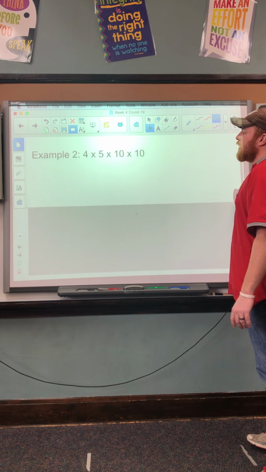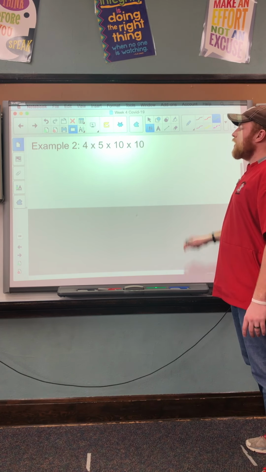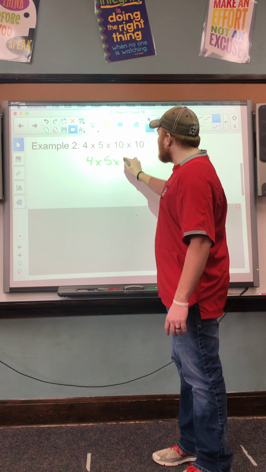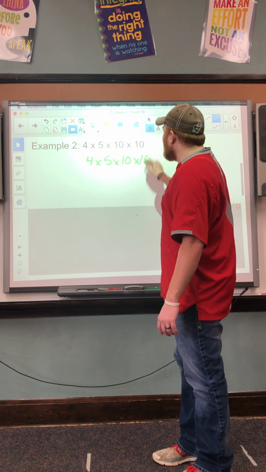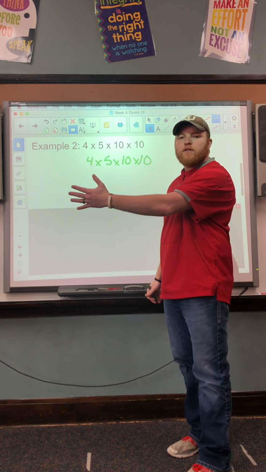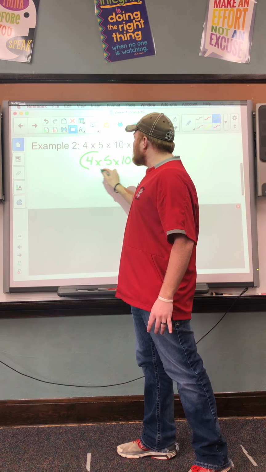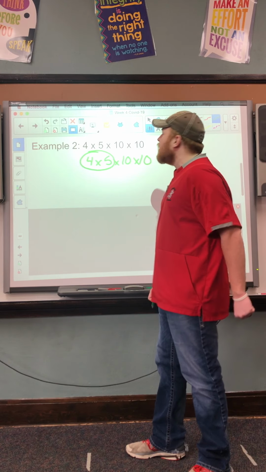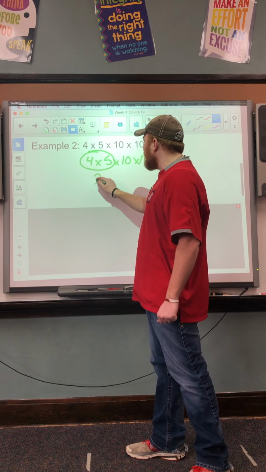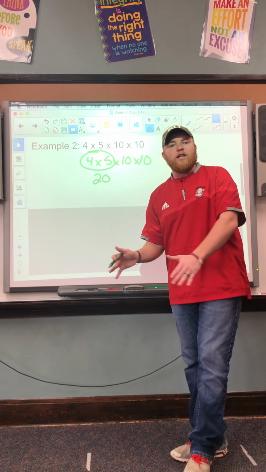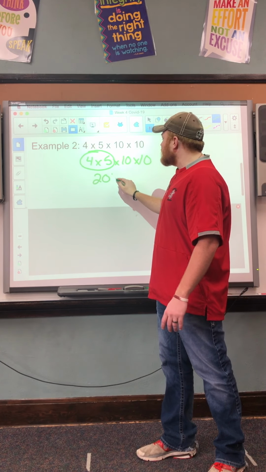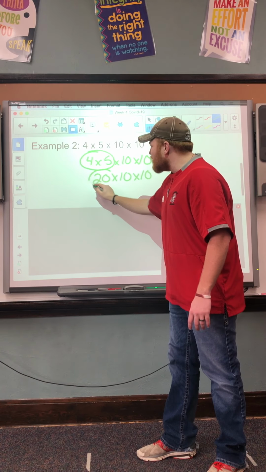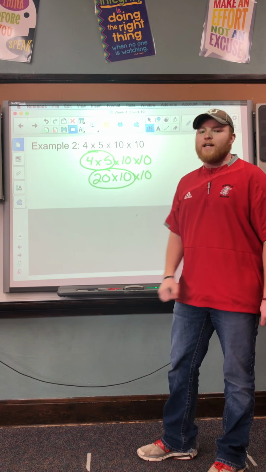Example 2 has 4 factors in it, okay? So we have 4 times 5 times 10 times 10. Again, we start on the way left with 4 times 5, and we multiply that out first. Well, we should know that automatically with our multiplication facts is 20. Then we bring down everything we haven't used yet, which is times 10 times 10. Now you do the next two factors, which is 20 times 10.